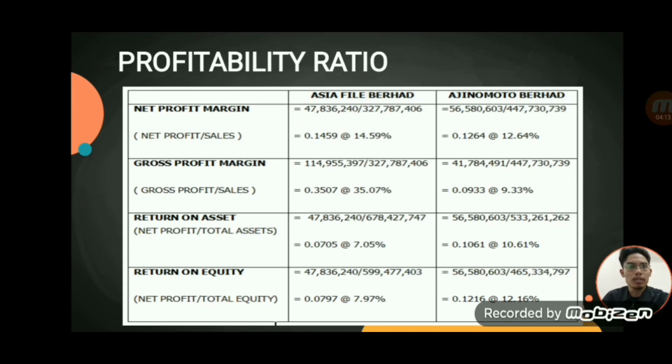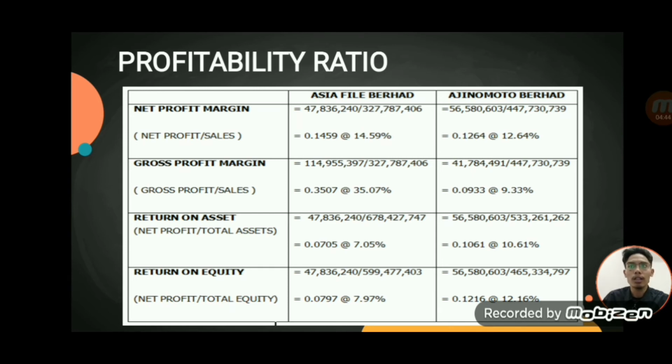Next, for the profitability ratio, for the net profit margin, Asia File Corporation Berhad has better performance than Ajinomoto Berhad because it measures the amount of net profit a company obtains per dollar of revenue, and that gained by Asia File Corporation Berhad is higher than Ajinomoto Berhad. For the gross profit margin, Asia File Corporation Berhad has a better performance than Ajinomoto Berhad. It reflects how successful Asia File Corporation's executive management team is in generating revenue.